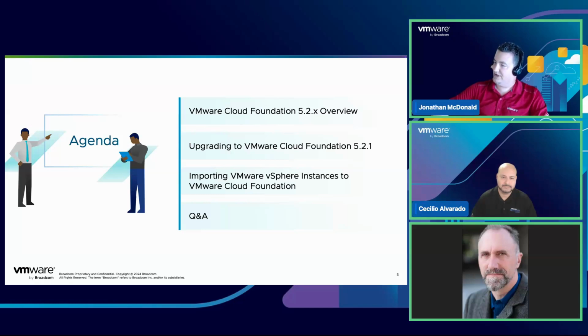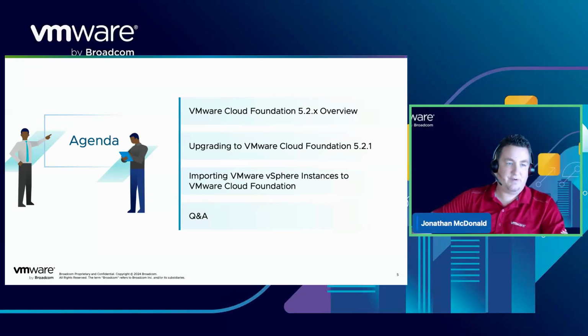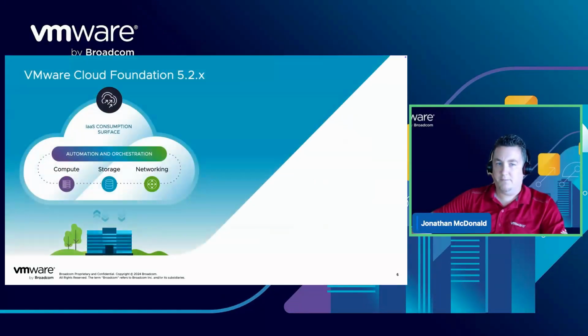We'll then transition into the brand new importing vSphere function that is a part of 5.2. The reason we're doing the 5.2 angle is because it is a new feature there, and we want to show you the pieces of that as well. Once we get through that, we're going to go into a Q&A. Cecilio is going to be helping out, moderating some of the questions and answering them as we go through the session. So let's get started today on the overview.